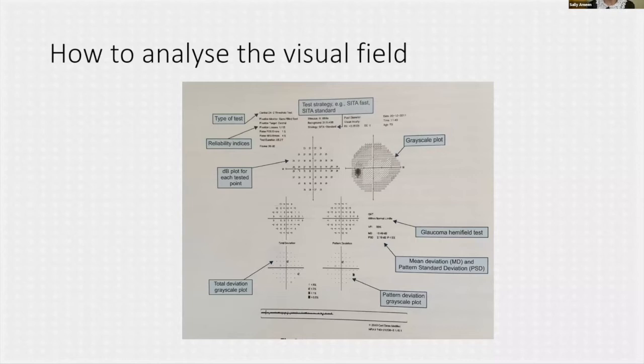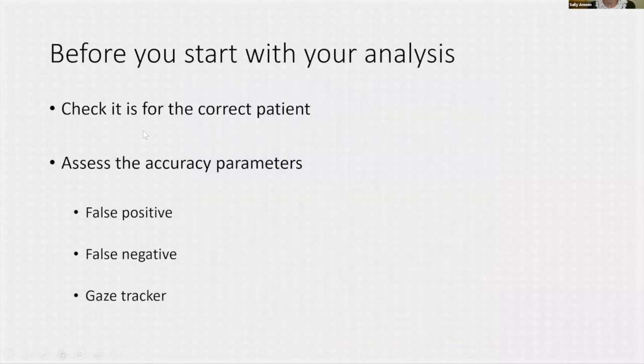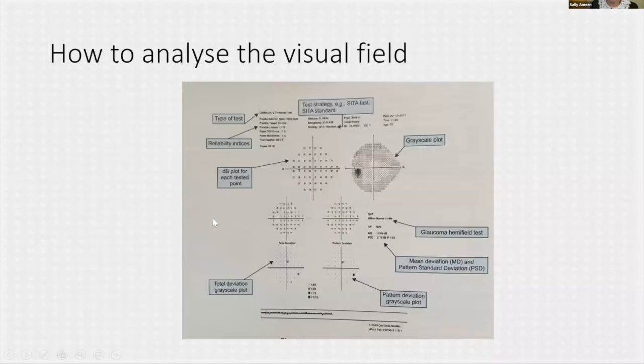And the way the machine detects that, again, is by essentially testing a point that it has already tested before and the patient was able to see, and then the second time the patient doesn't see it, and that shows a false negative result. Sorry, if I just go back again, you have the gaze tracker at the bottom, and that essentially tracks the eye movements throughout the test. Remember, the patient should be looking straight ahead and not trying to chase the dots of the test points all the way around. So those are your reliability indices.